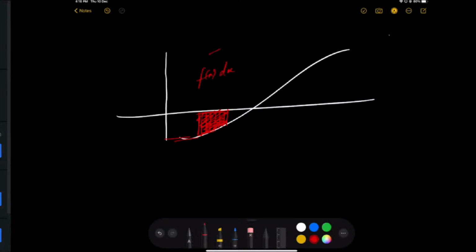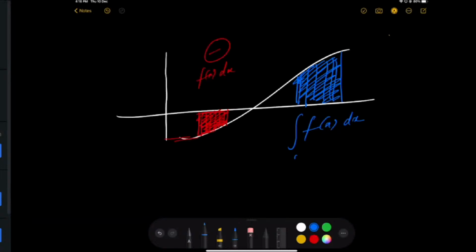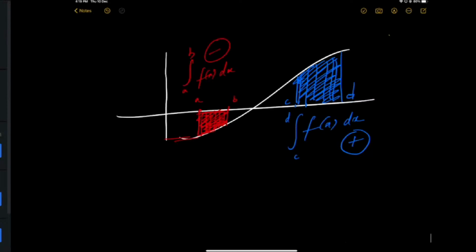But if the limits are here to here in integration, then this area will be positive. Here f of x times dx will be positive everywhere, because f of x is positive everywhere. And if you do integration here between c to d, let me call it c, let me call it d, this will be positive. And here if the points are a and b, and if you integrate from a to b, this will be negative. Clear? Sometimes it can be 0 also.